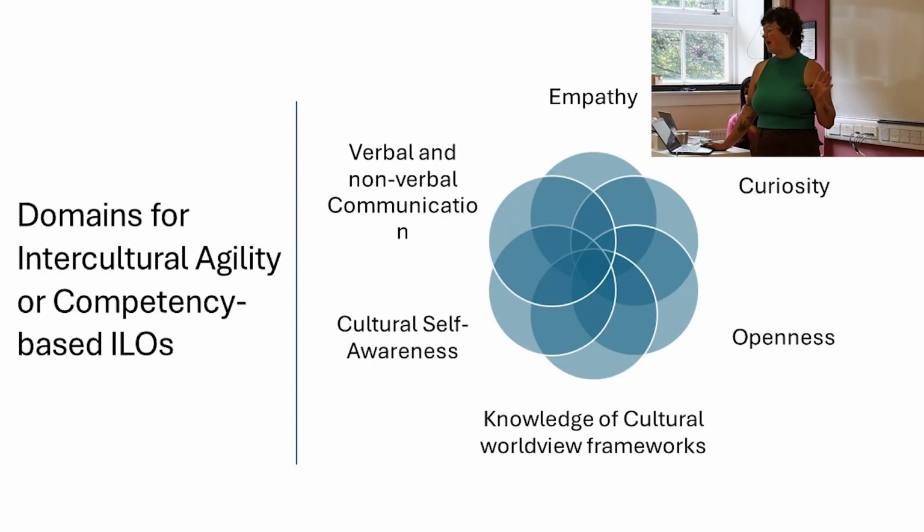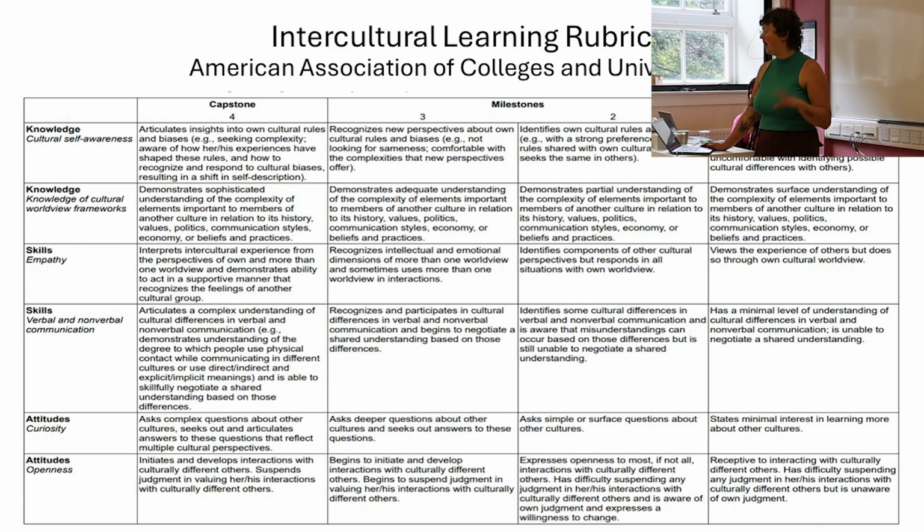The second set from AAC&U focuses a little bit more on intercultural agility or more competency-based learning outcomes. So this includes things like empathy, curiosity, openness, knowledge of cultural worldview or frameworks, cultural self-awareness, or verbal and nonverbal communication. This is another rubric that directly applies to those specific competencies, so you can also see what growth might look like in each competency and how your course might fit into that and what some learning outcomes might derive from that.